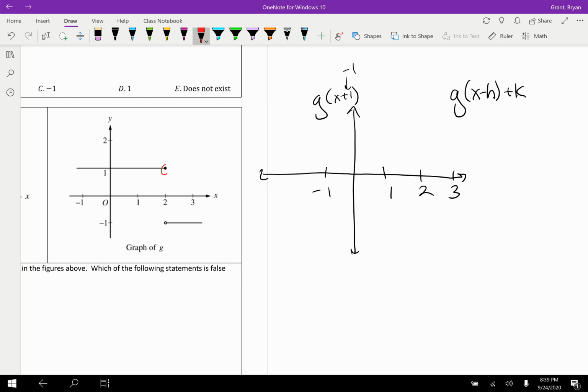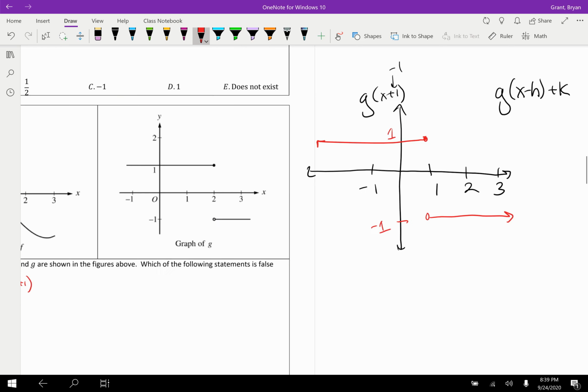I don't need to show too much work here. They're going to take this point, which is at 2, shift it left 1 to 1, so that's going to be right here, and then it just goes out this way, right? And this is 1. And then they're going to do the same thing here. They're going to take this, shift it left 1, so now it's down here, and then that should be an open circle, apologies, and then it goes that way. And this is, of course, -1. All right, so there's the graph of g of x plus 1.